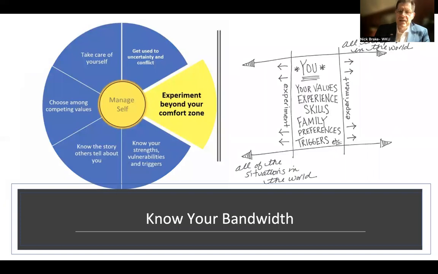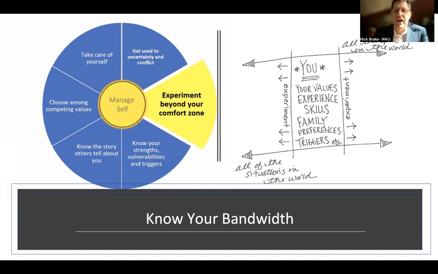The other element that is very important in understanding your role in a leadership circumstance in adaptive change situations is knowing your bandwidth. And I like this video or this visual here that really focuses on the bandwidth that's you at the core, you at the center, your values, your experience, what you've done in your life, the skills that you have, your background, your family, what you prefer, what your triggers are, what your strengths and your vulnerabilities are.